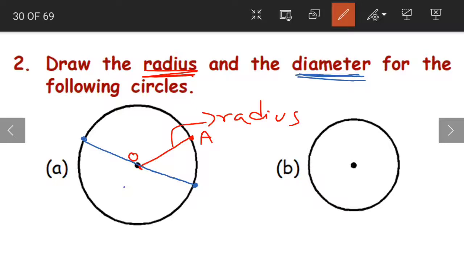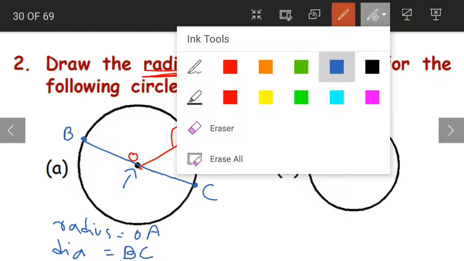See now, these are the two endpoints of the given line segment. They are on the circle. Both the endpoints are on the circle and it is passing through the center of the circle. So again, if we name these points here as B and C, then BC becomes our diameter. Radius is equal to OA and diameter is equal to what children? BC.